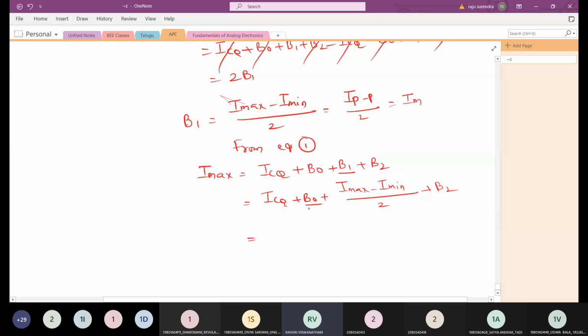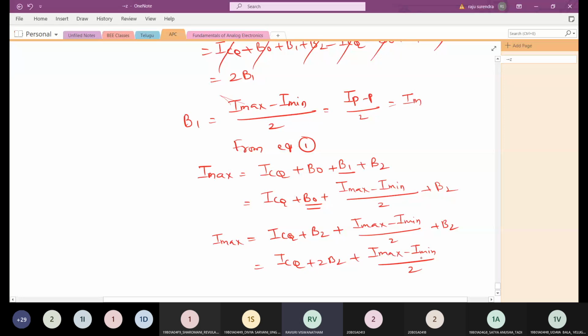Already B0 is nothing but B2. We have already seen that. So ICQ plus B2 plus I max minus I minimum by 2 plus B2. All of you understood? Now we can write ICQ plus 2B2 plus I max minus I minimum by 2. Now make it as LCM.